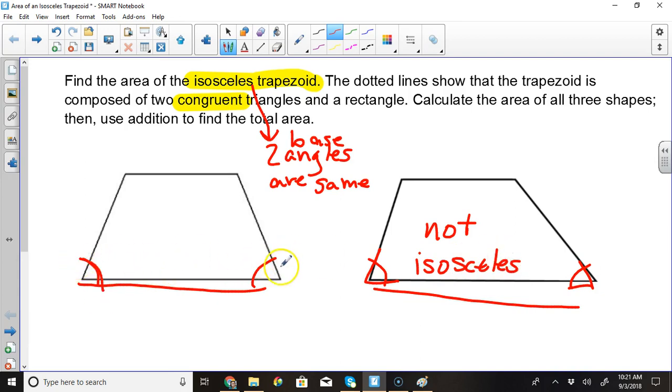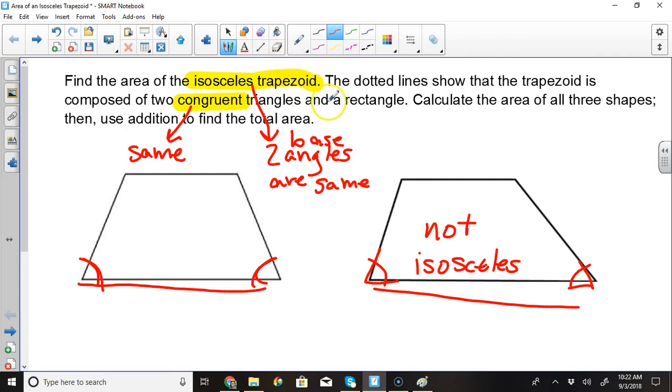So this one would, because these two are congruent. So congruent means the same. So the same measurement. So congruent means the same. Isosceles means two base angles are the same.